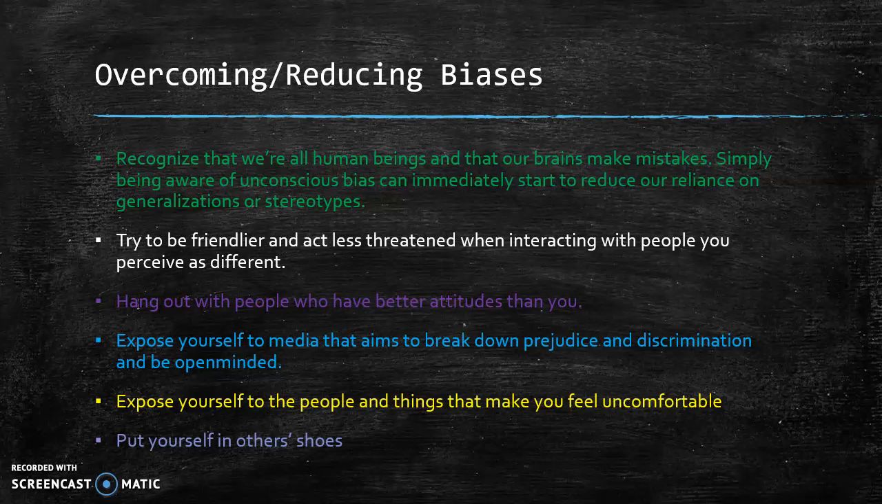Lastly, I have some tips and suggestions to reduce or overcome our biases, so it does not affect us as family life educators. And more importantly, we can look past the differences in other people, children, groups, and families. First, you can recognize that we are all human beings and that our brains make mistakes. Simply being aware of our biases or unconscious biases can immediately start to reduce our reliance on generalizations or stereotypes.